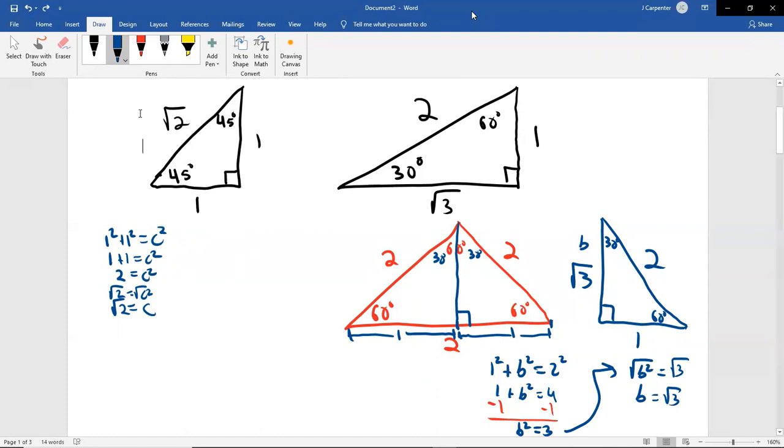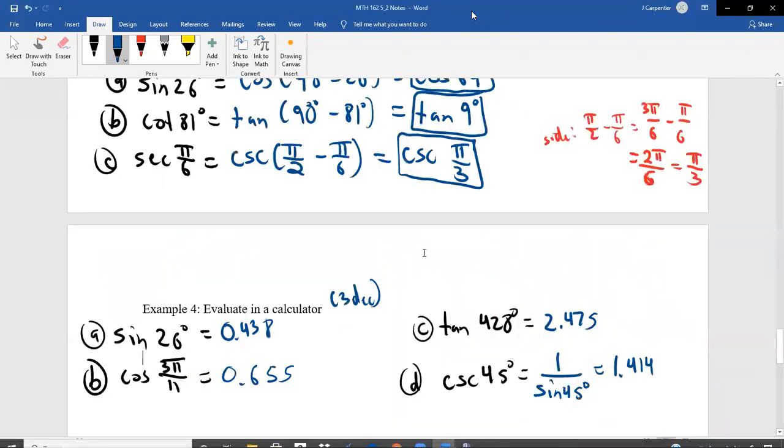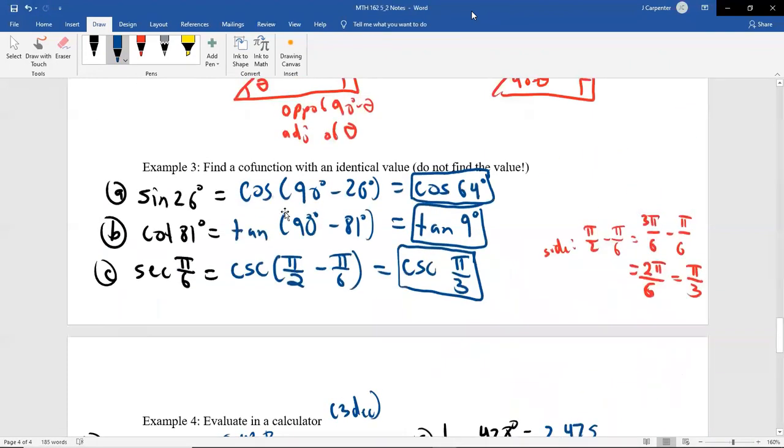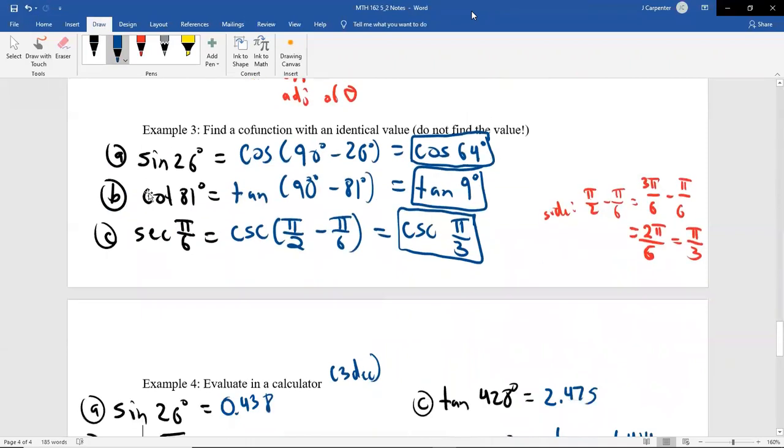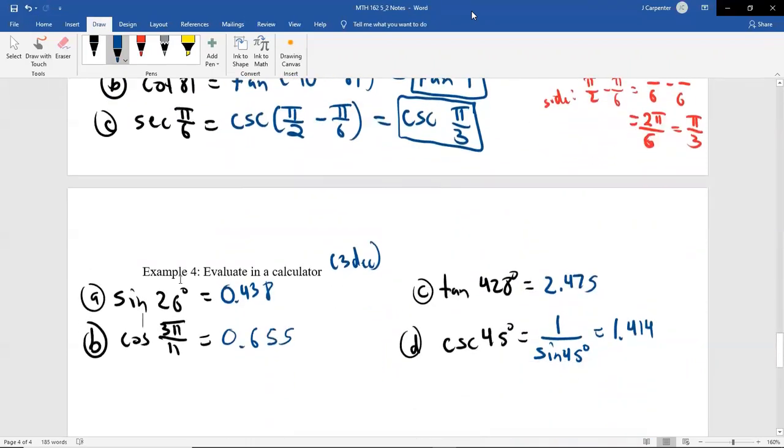Okay, so why exactly is it that we have to memorize these? Because remember earlier how I said, oh, we don't know how to find the sine of 26 degrees without a calculator. We don't know how to find the cotangent of 81 degrees without a calculator. We don't know how to do the cosine of 3 pi over 11 without a calculator. You know what? Trigonometry existed before calculators.